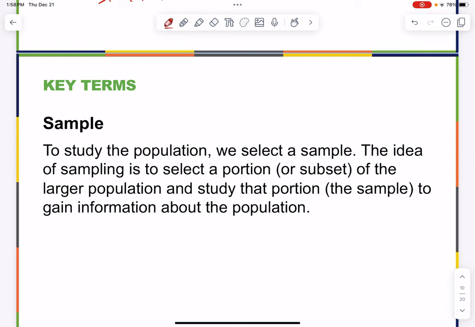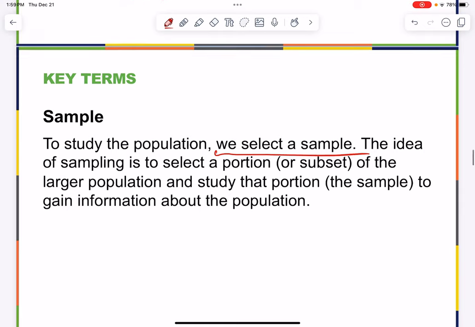Sample, on the other hand. To study a population, we select a sample. We can't select everybody, and if we could, that would be called a census. We usually can't do that. The idea of sampling is to select a portion or subset of the larger population and study that portion, the sample, to gain information about the population.